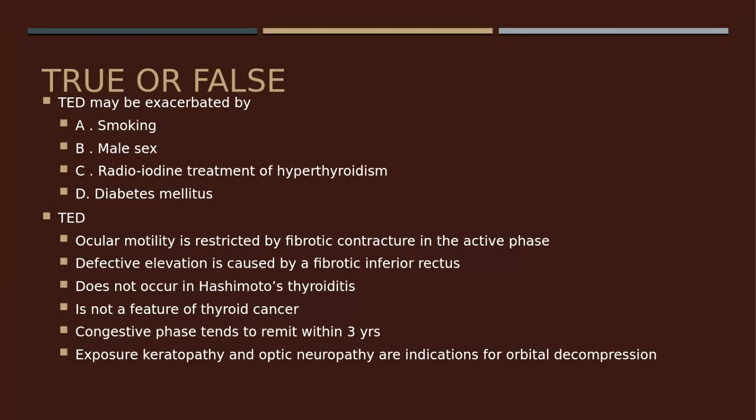Defective elevation is caused by a fibrotic inferior rectus. Is that true or false? True. Does not occur in Hashimoto's thyroiditis. Is that true? False. Thyroiditis is not a feature of thyroid cancer. True or false? True. It's not a feature of thyroid cancer.